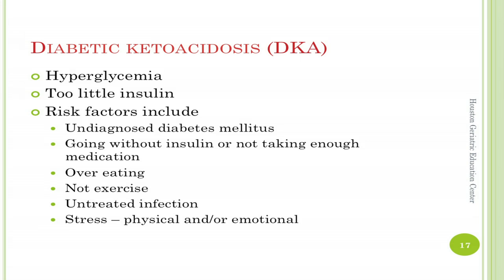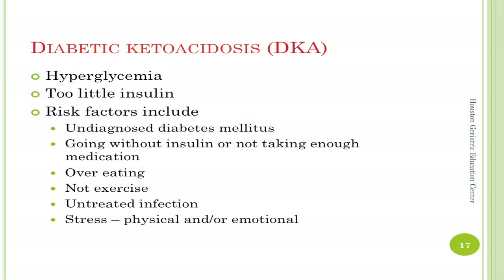So the opposite of the insulin reaction, which is hypoglycemia, would be diabetic ketoacidosis, which is hyperglycemia. So this means there's not enough insulin and their blood sugar can go very high. Risk factors for this include diabetes that's not diagnosed. So essentially you have diabetes and you're not being treated for it. So at some point the blood sugar is going to be so high that it's going to cause you to have symptoms. If they go without insulin or they don't take their medication, for whatever reason, whether they don't have access to it or they can't afford it, they're not taking the insulin.